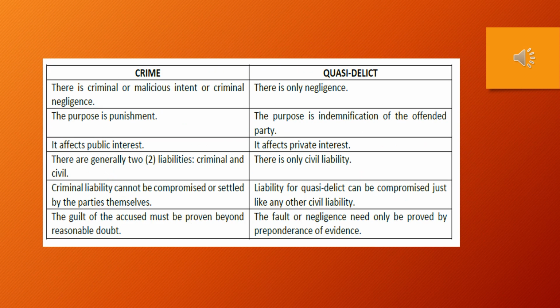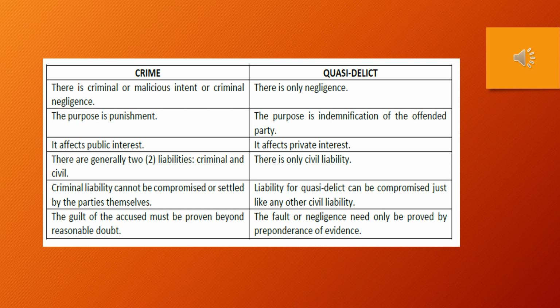We have here the difference between a crime and a quasi-delict, kasi most of the nag-aaral ng obligations and contracts, akala nila same lang yung crime at saka quasi-delict, where in fact magkaiba po silang dalawa. So when we say crime, there is a criminal or malicious intent, so may intention talaga of the criminal, negligence, while this quasi-delict, there is only negligence. When we say negligence, the omission of the care or the ordinary care. Ano nga yung other term ng ordinary care natin?